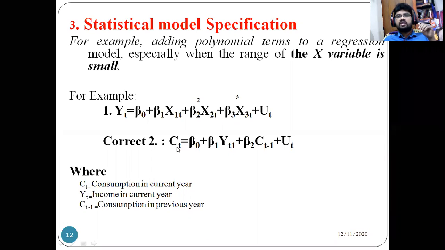If you take consumption, it depends on income, right? C is consumption, Y is income, and C(t-1) is the previous consumption, which could be the previous year, day, month, week or quarter, depending on which data you have adopted. I have considered a year. So C_t, the present year consumption, depends on the present year income and on the previous year's consumption. So you should be clear which model is appropriate for your objectives. That is the main thing we need to follow.